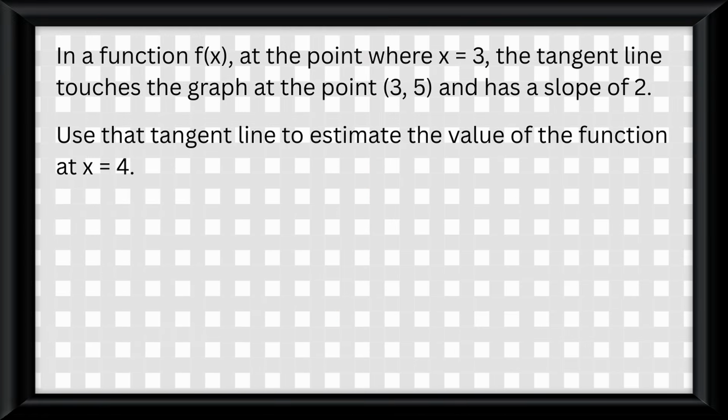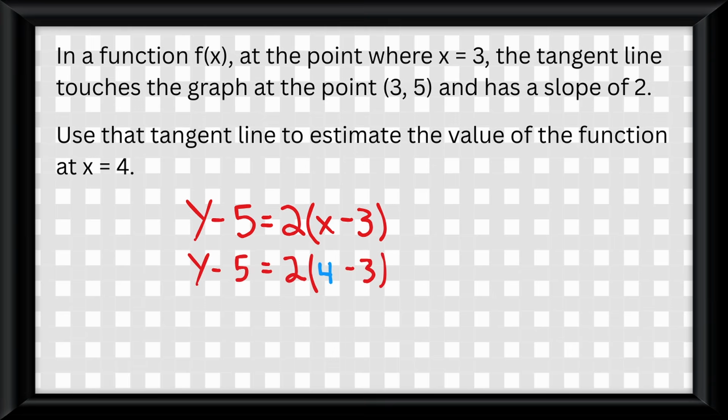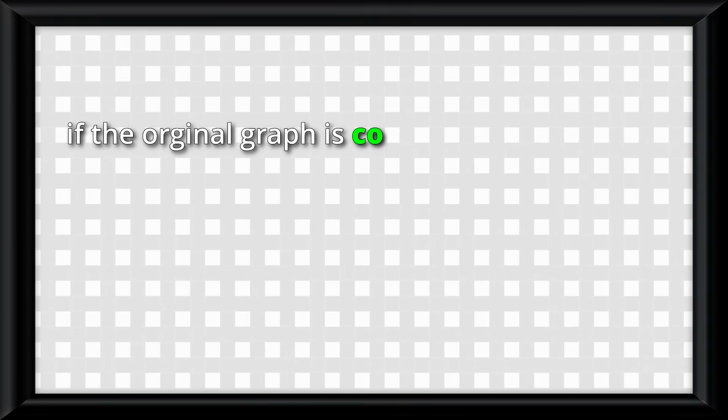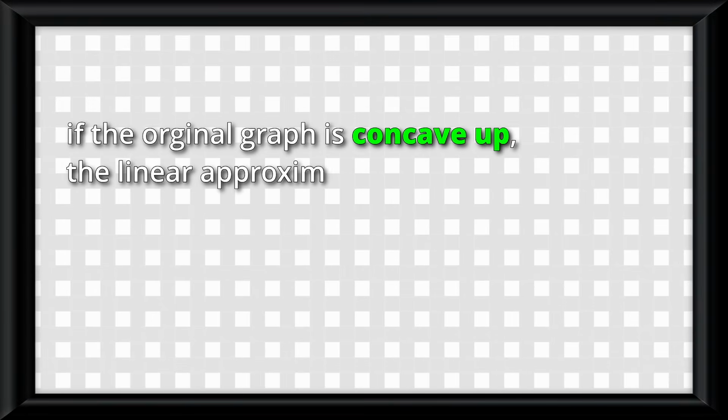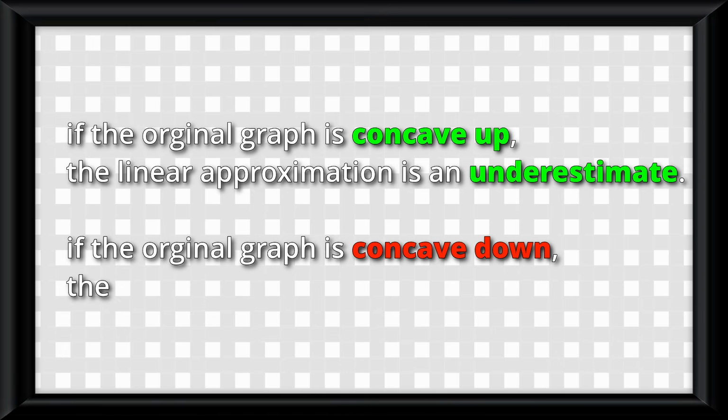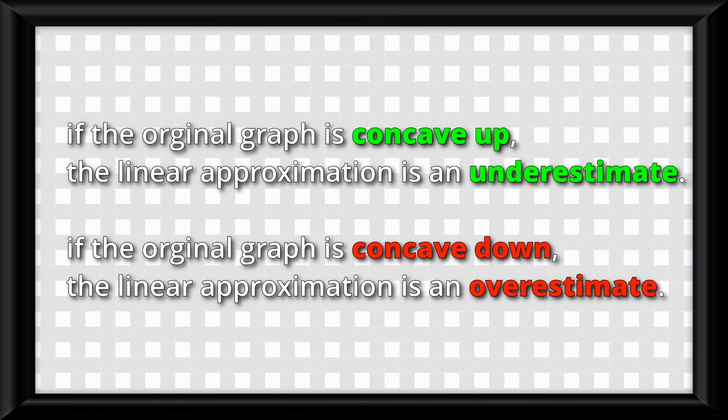The simple way to do this when looking at one of these problems is to first create the point-slope equation, then plug in the x value it wants you to approximate the y at, then solve and you get your approximation. The only thing you need to know is that if the original graph is concave up, then that linear approximation will be an underestimate. If the graph is concave down, the linear approximation will be an overestimate.